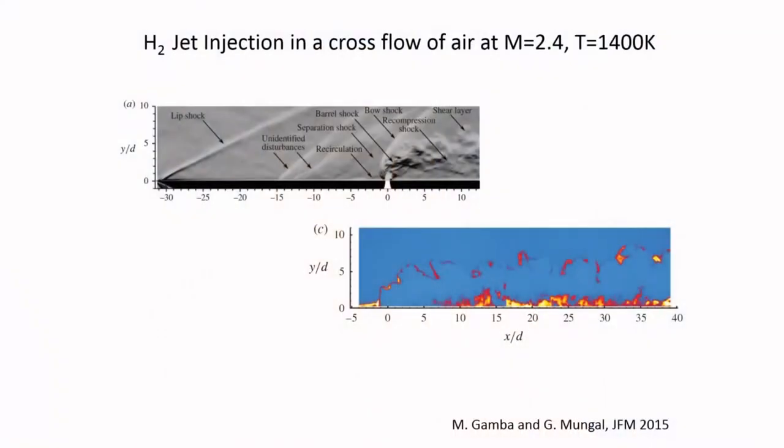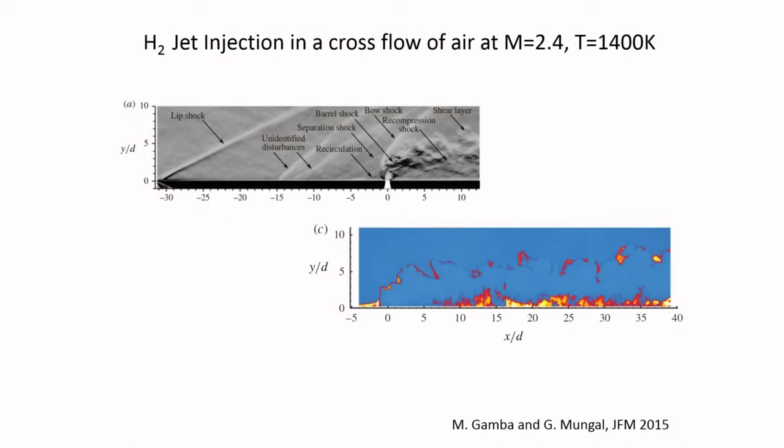So this calls for a need of a flame stabilizer, and in scramjets you can have either a cavity stabilized flame or a strut stabilized flame, which will come. But before going into that, just to give you an idea of how the flame inside a scramjet looks like.